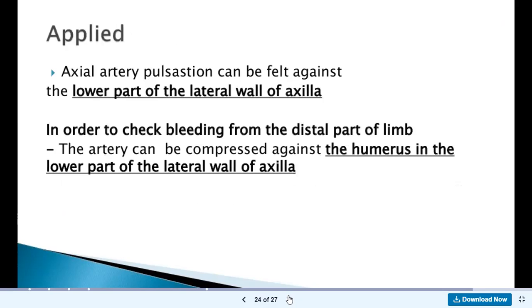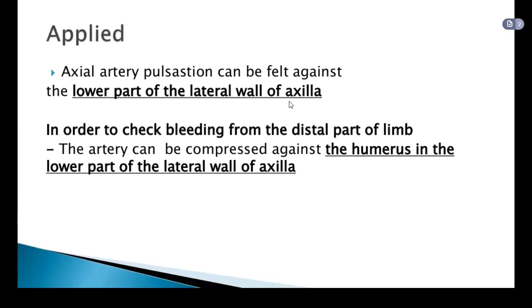So applied anatomy. The axillary artery pulsation can be felt against the lower part of the lateral wall of the axilla. So if you want to feel the pulse of the axillary artery, you press the artery against the lower part of the lateral wall of the axilla. So your axilla is your armpit, yeah? So on the lateral, the outer parts, you have the lateral wall of the axilla. If you press it, you can feel the pulse of the axillary artery in the lower part of the lateral wall of your axilla.